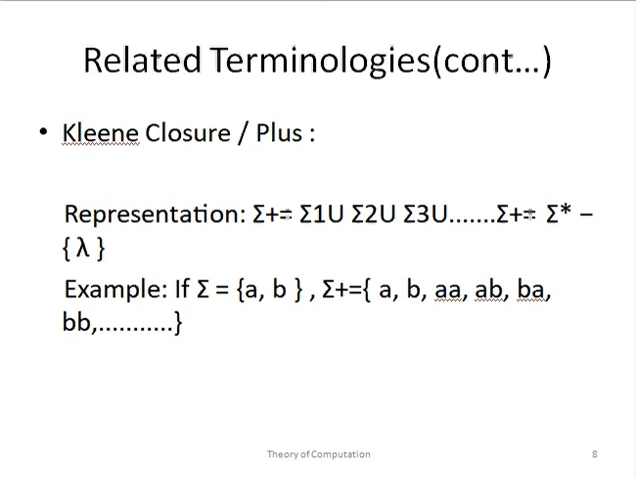Next is Kleene closure. The set sigma Kleene closure is the infinite set of all possible strings of all possible lengths over sigma, excluding lambda or epsilon. Here we are not including the empty string, the main difference between Kleene closure and Kleene star.